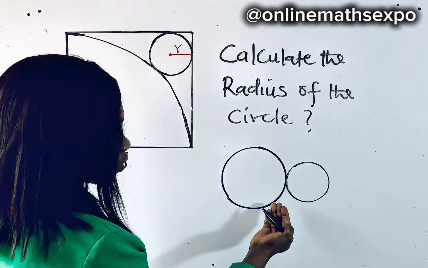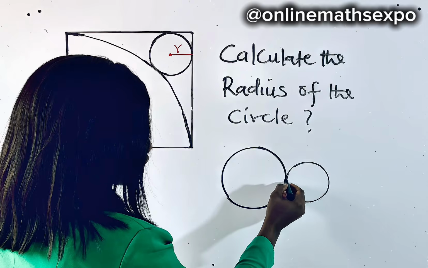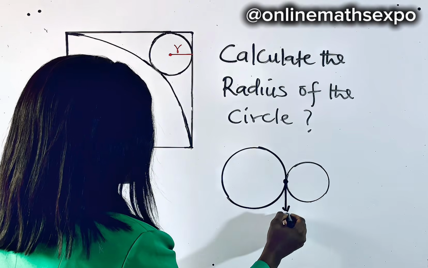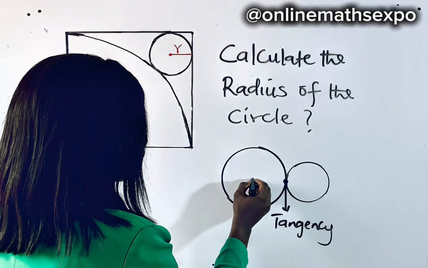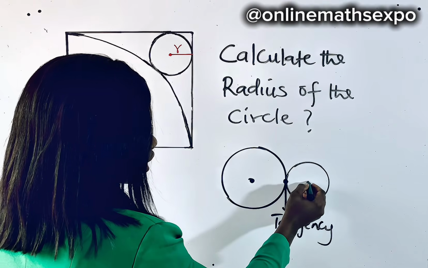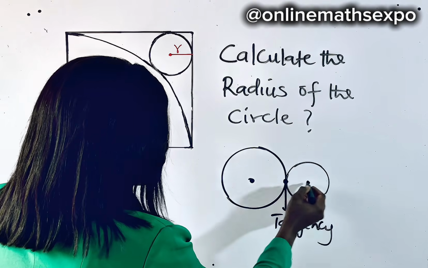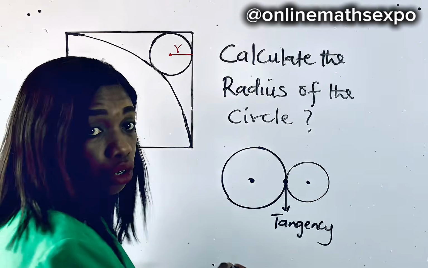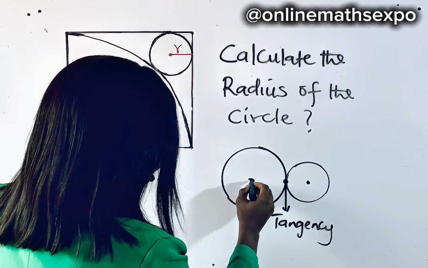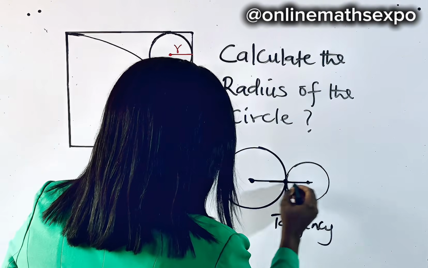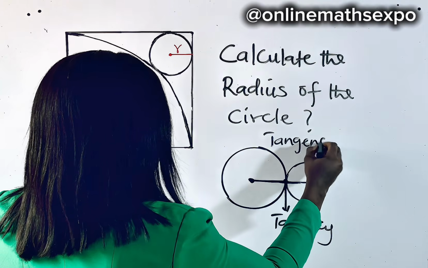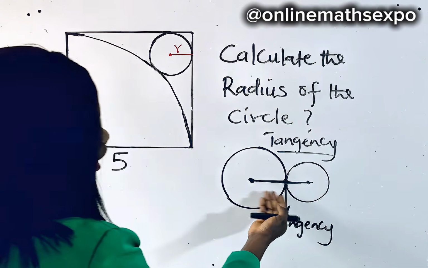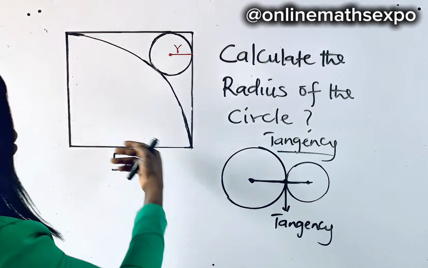These are two circles that are touching each other at this point. This is the point of tangency. And we said that the center of this circle and the center of this one, these 3 points are collinear. They form a straight line. So this theorem is going to help us. This is what we call the tangency theorem. Now let's see how this helps us in answering this question.